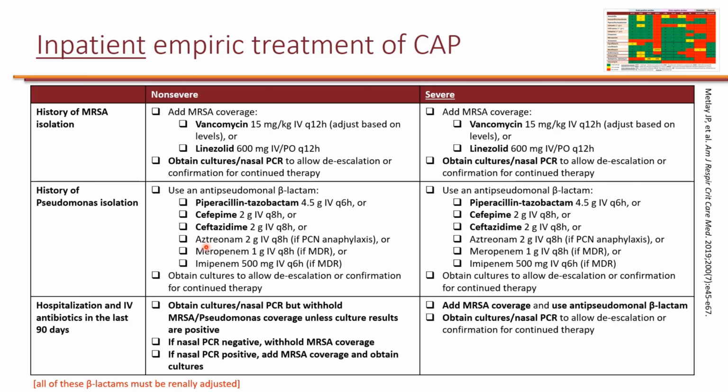So the chemical structure of aztreonam looks very different, so it's less likely to have cross-reactivity. Now, with carbapenems, meropenem and imipenem, because they are very broad, you should only use them if the patient had a history of multi-drug resistant Pseudomonas, meaning that if in the past they had Pseudomonas that was resistant to piptazo or cefepime or ceftazidime, then you don't want to use those same agents. So you want to use something broader like meropenem.